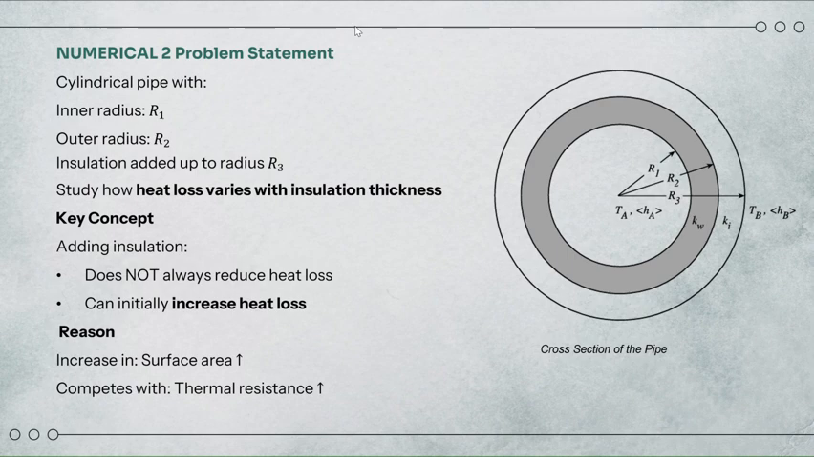The reason is because the increase in surface area is compensated by thermal resistance. We usually think that adding insulation always reduces heat loss, but in cylindrical systems, this is not always true. When insulation is added, resistance increases, but surface area also increases. Initially, the increase in area dominates, so heat loss increases. Then, at a certain radius called the critical radius, heat loss becomes maximum, and this is called the critical radius.